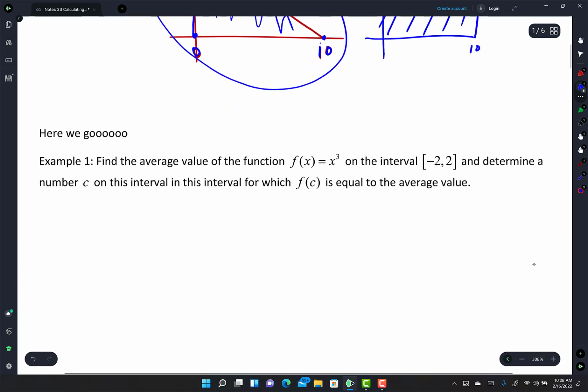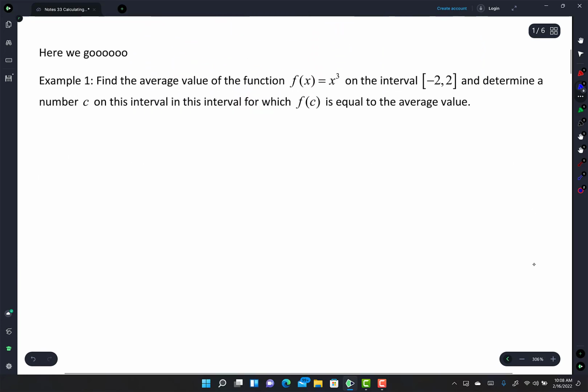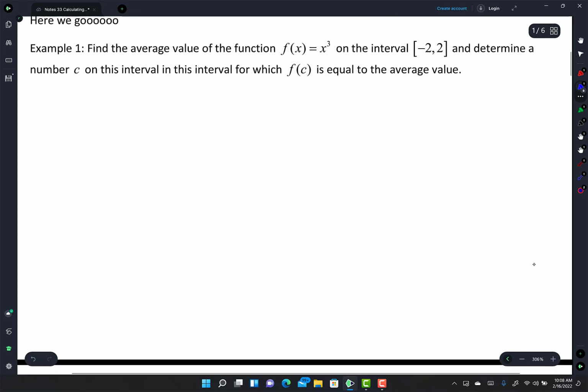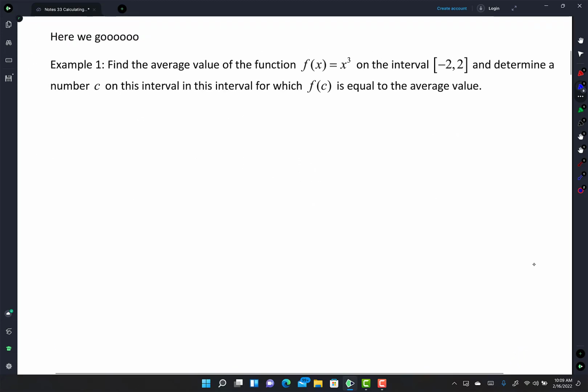Okay. Here we go, guys. You guys ready? So we got the concept down, I think. So we're going to find out. Find the average value of the function x cubed between -2 and 2 and determine the number c on this interval for which f of c is equal to the average value. Did I write that correctly? Find the average value of the function x cubed on the interval -2 to 2 and determine the number c on this interval, that sounds funny to me, for which f of c is equal to the average value.